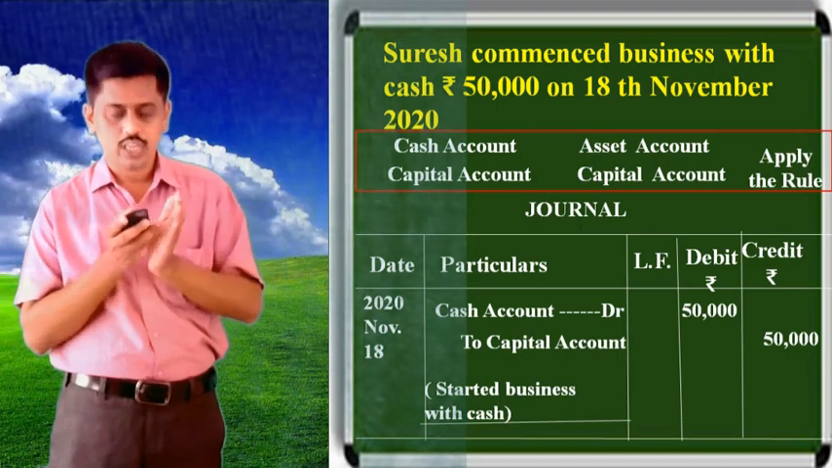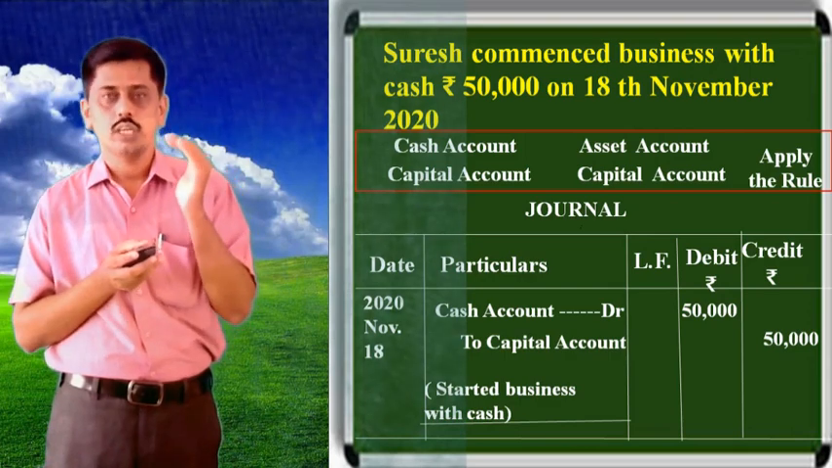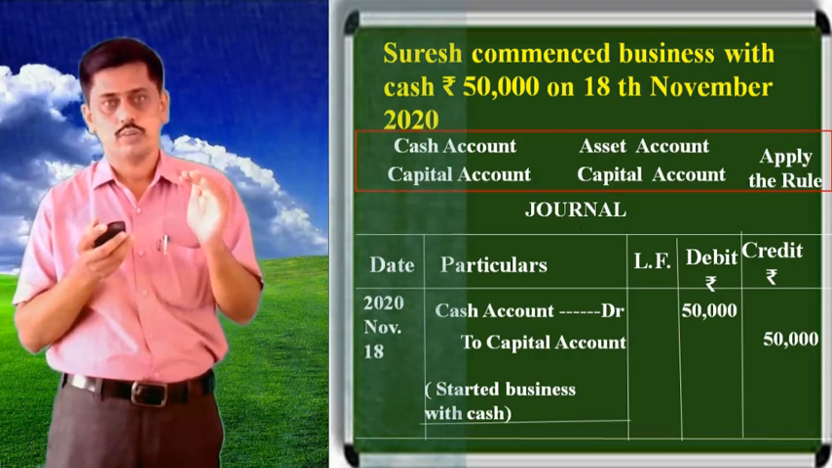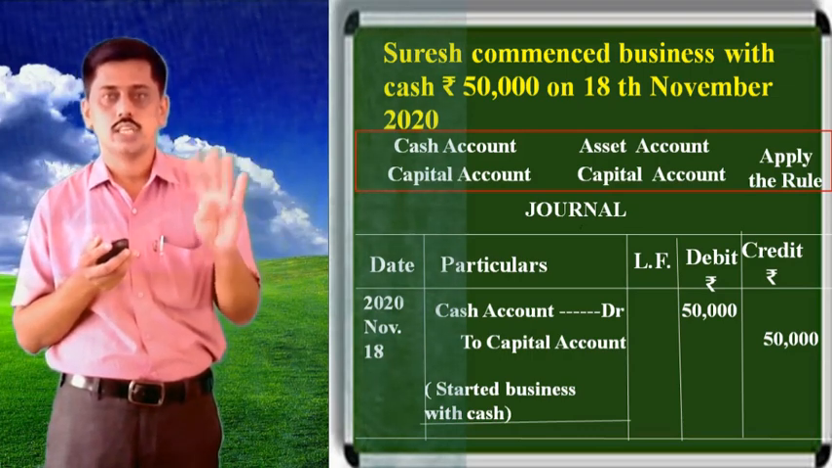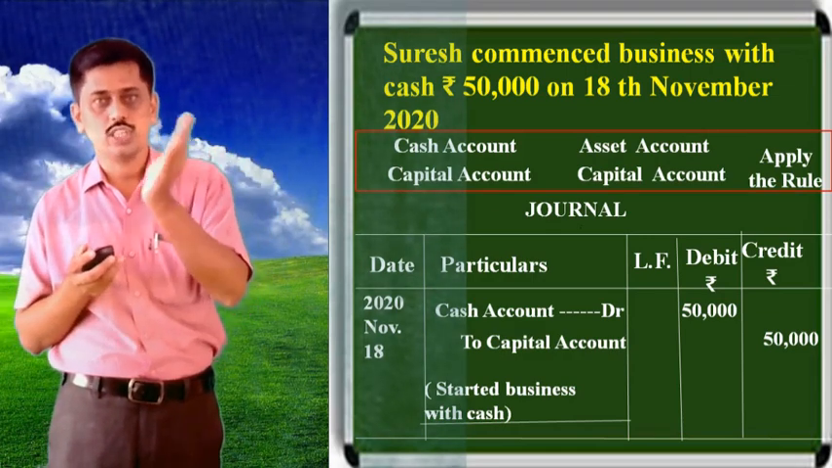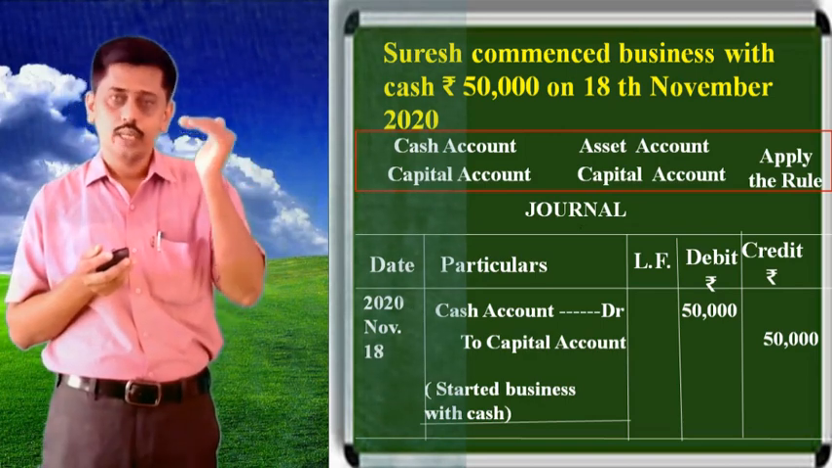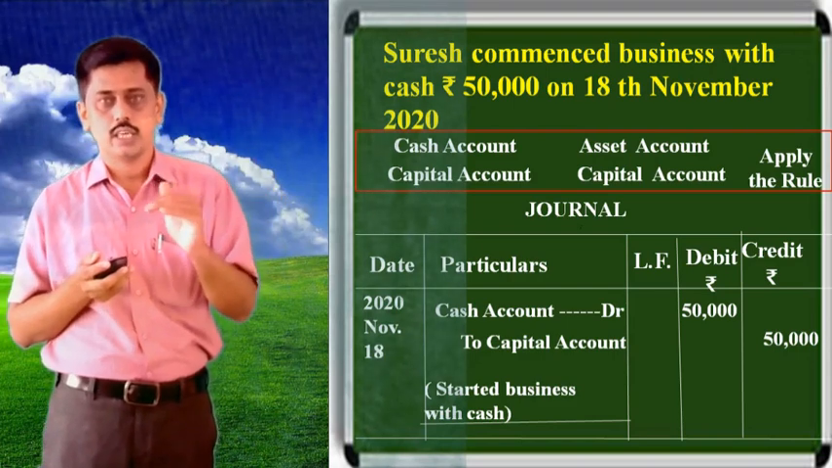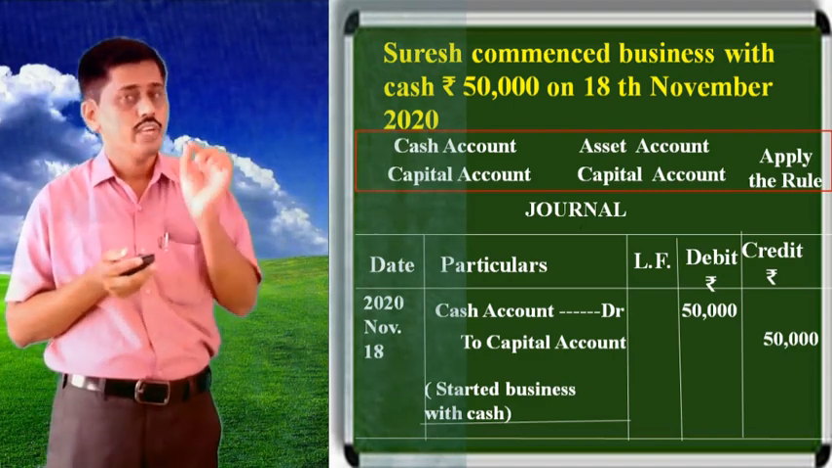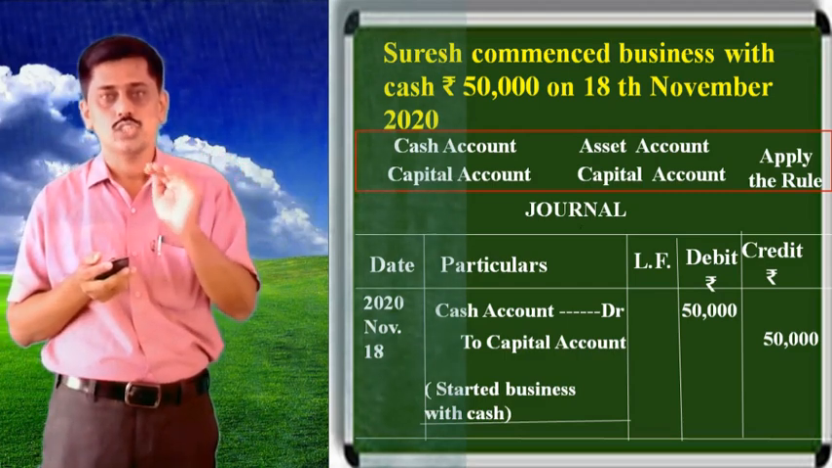What should you do? Read the transaction: Suresh commenced business with cash rupees 50,000. In the date column, write the date. In the particulars column, write the journal entry. For that, we have to find out the accounts involved: cash account, capital account. Cash account, asset account, rule: debit increase in asset, credit decrease in asset. Here cash increases, means asset increases, so cash account should be debited. Capital account rule: debit decrease in capital, credit increase in capital. Here capital increases, so capital account should be credited. Therefore the journal entry is cash account debtor rupees 50,000 to capital account rupees 50,000, started business with cash. This is what you need to write.